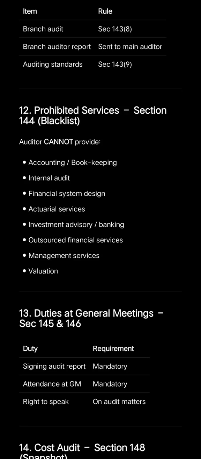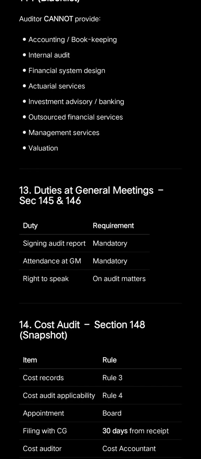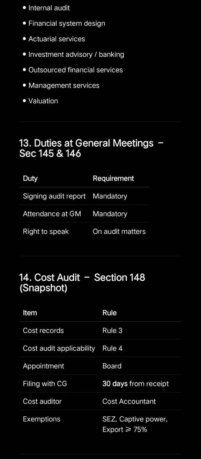Prohibited or blacklisted services, the services which an auditor cannot provide. They are accounting or bookkeeping services, internal audit services, actuarial services, financial system design, any investment advisory services, valuation services like that. All these services are not allowed.